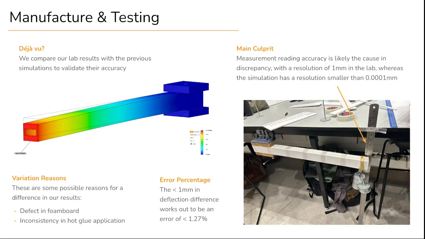This minor variation could be due to inconsistencies in the adhesion between foam sheets and minor flaws in the sheets. They are minor enough that they could be due to measurement errors caused by simulation's higher accuracy in measurements. The torsion simulation closely matched our lab results, with minor differences likely due to similar reasons.